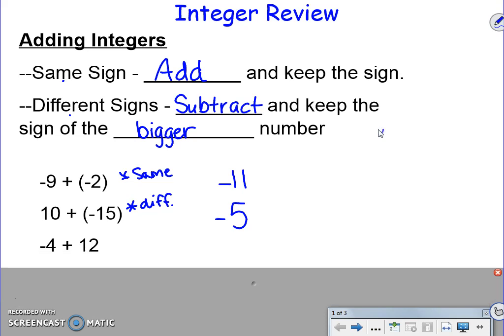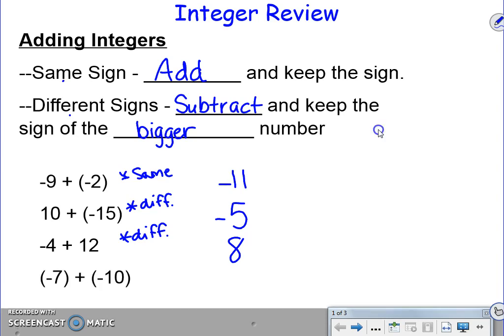Okay, -4 plus 12. Again, I look, one's negative, one's positive, so the signs are different. And I subtract. Well, again, I would normally take 12 minus 4. Take the smaller number from the bigger number. Well, 12 minus 4 is 8. And then I need to keep the sign of the bigger number. Well, look, which number is bigger, 4 or 12? Would you rather have $4 or $12? You'd rather have 12, so it stays a positive answer.